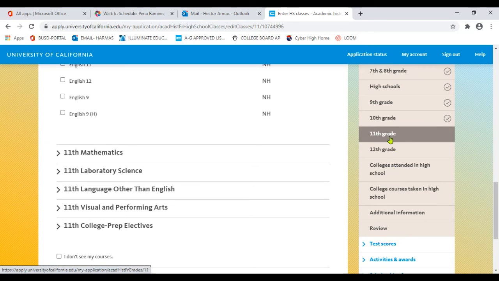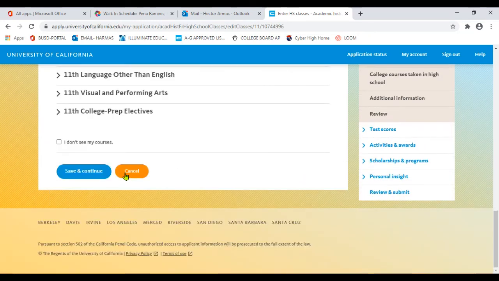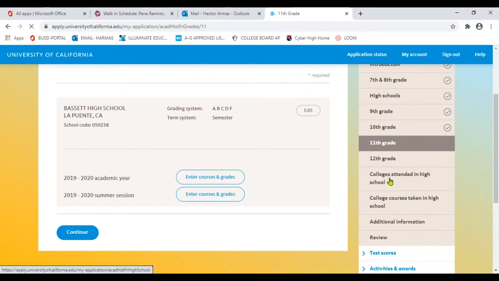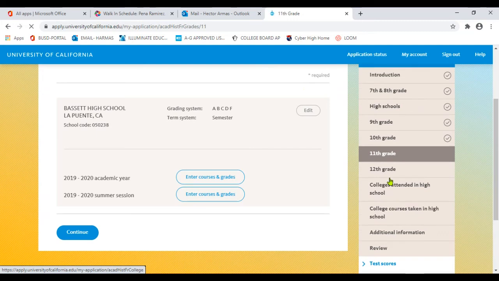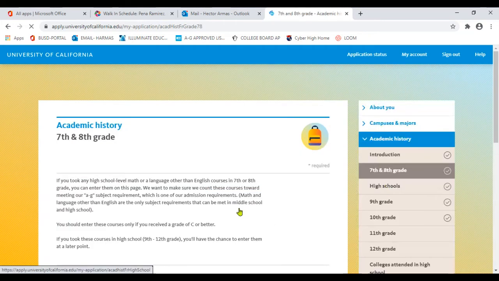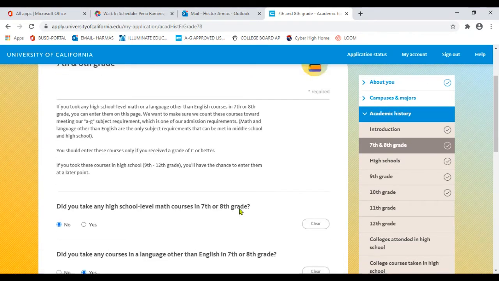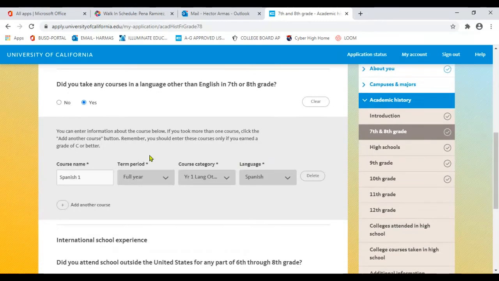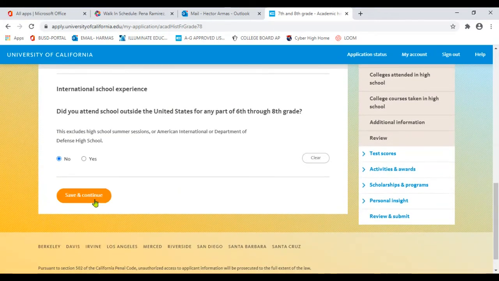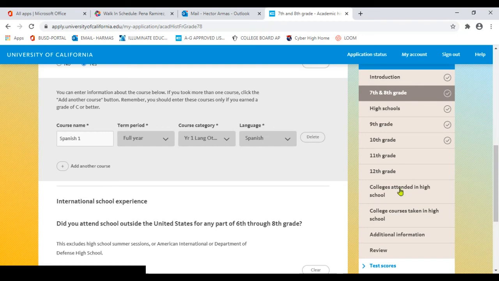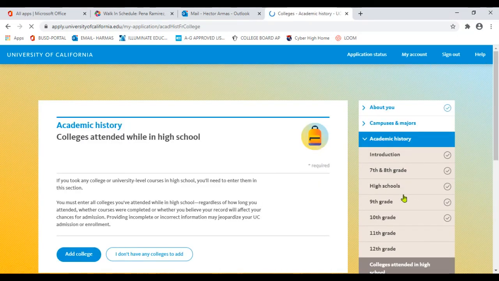So I'm going to skip 11th grade. Let me see if it allows me to skip. So I'm going to hit cancel, and I'm just going to jump over to colleges attended. Okay, so, if you notice here, it says academic history 7/8. It says you can enter information about the course below if you, oh no, this is the Spanish. International, save and continue. Why isn't it allowing me to go to this directly here? Okay, colleges, here it is.